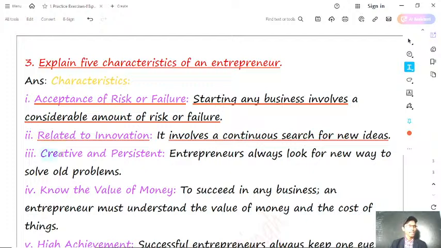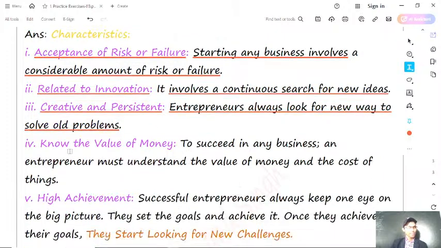Third is creative and persistence. Camera is on. Next, entrepreneurs always look for new ways to solve old problems. Means a businessman always looks for new ways to solve old problems. Means they try to come up with new technologies in their business.